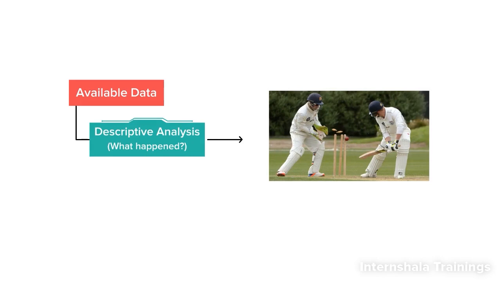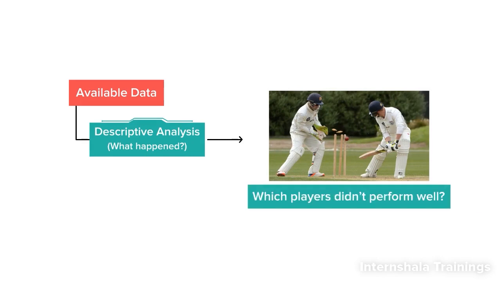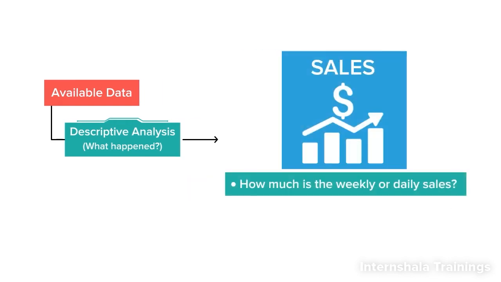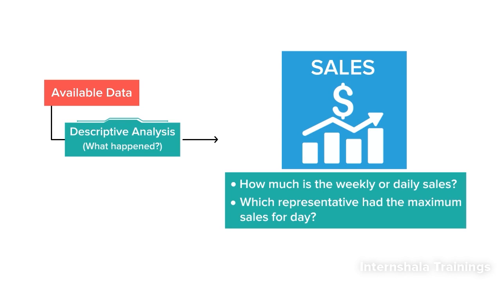Let us consider the cricket match which we have talked about earlier. Using the match data, you will know which players didn't perform well. Some more examples of descriptive analysis are the daily or weekly sales summary for a marketing officer, which can help him in identifying the sales trend over the week or which sales representative had the maximum sales on a given day.